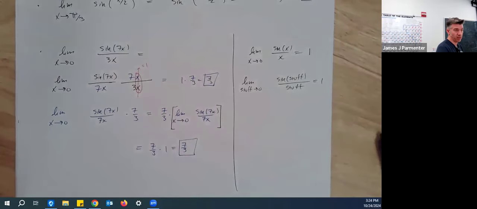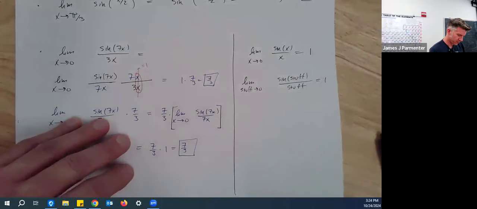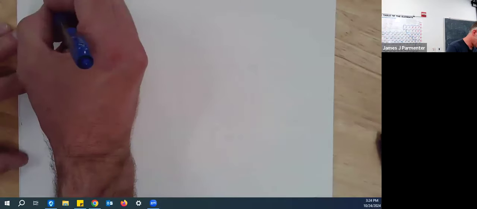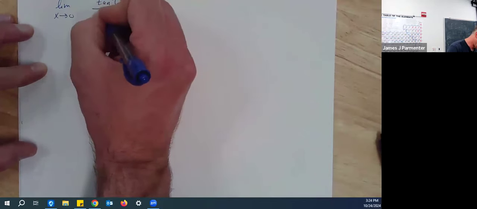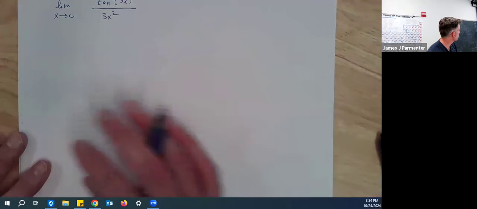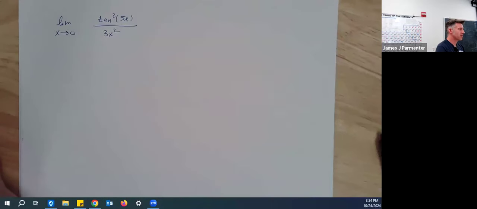So that's how you do a problem like that. Let me show you, yeah, let's do one more. Let's do two more, actually. What about the limit as x approaches 0 of tangent squared of 5x over 3x squared? Well, that looks terrible. So here's the deal.